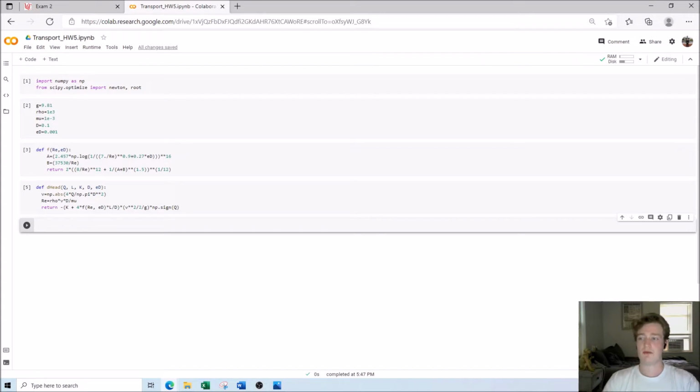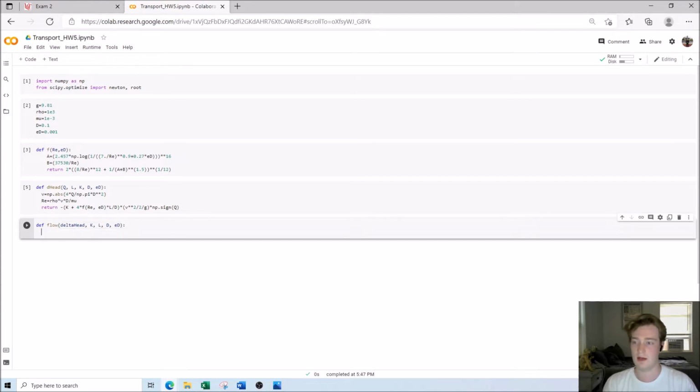So next we probably, for the problem that we were given, want to find a way to calculate a flow rate. And we're going to use that in another function here. So if we define, we'll call it flow. And to calculate a flow rate, we want a delta head value as well as some of the other parameters we were given. So we'll say delta head, what else? K values, L values, the diameter, and the relative roughness, right? And from here, we're going to return a flow rate. So flow rate. How about we do that?